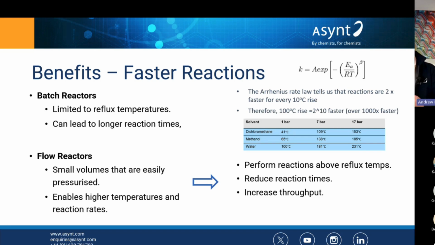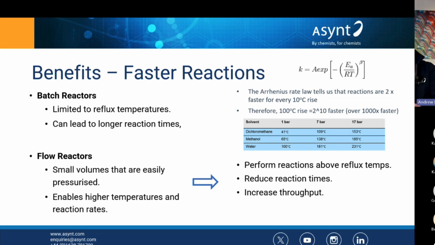And one of them I said was potentially increasing our reaction rates. So if we think about a round-bottom flask or a jacketed reactor, we're limited to the reflux temperature. We can have condensers, which will allow us to operate at that reflux temperature. Unless we have a sealed reaction vessel, a stainless steel bomb, for example, we can't exceed that. And we're taking all of our reaction components into consideration as well. If we're using an organic base, for example, we need to take into account the boiling point of that. But that can lead to longer reaction times because we physically can't heat it any higher.